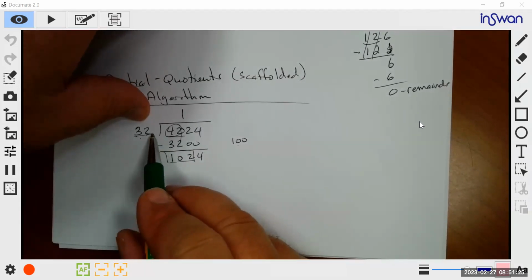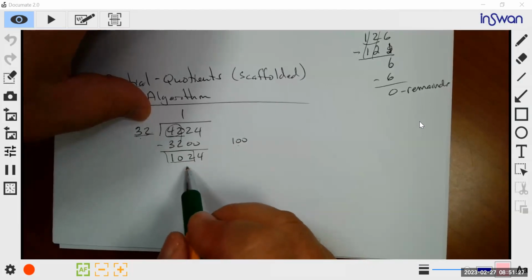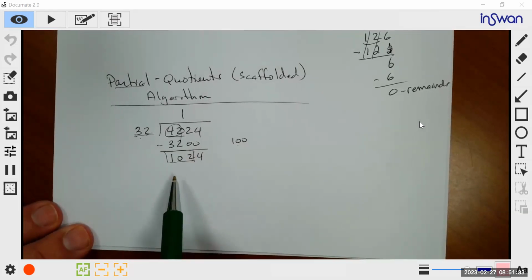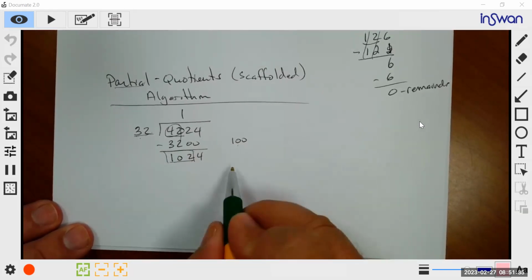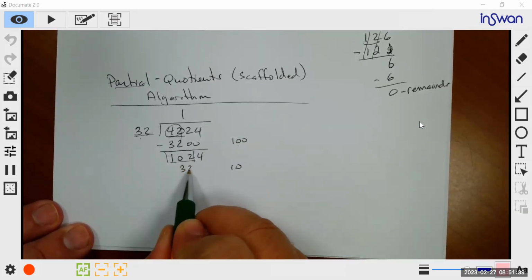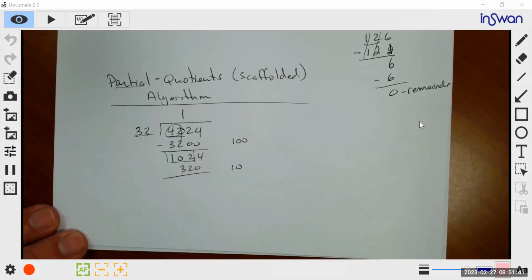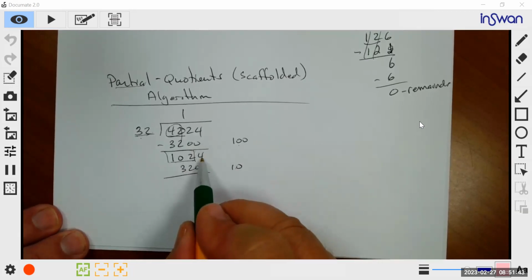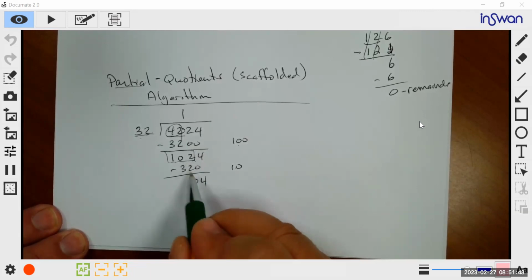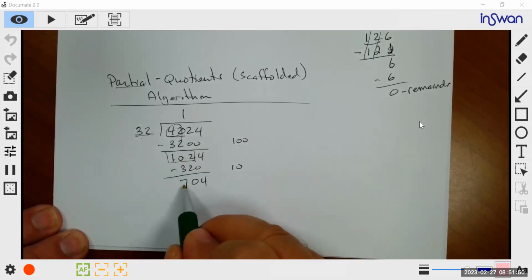How many times does 32 go into 100? Actually, can we use any more hundreds? 3,200? No. So we have to use tens. 10 times 32 is 320. We're going to keep on making it smaller, so we subtract them. 4 minus 0 is 0. 2 minus 2 is 0. 10 minus 3 is 7.